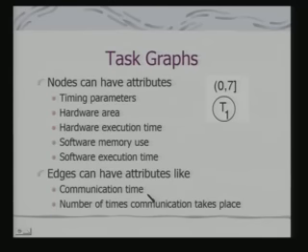Edges also can have attributes like communication time. If we are thinking in terms of mapping the task to different processors, and if these processors are connected via network, then what would be the communication time? Then the number of times the communication takes place, how many times the communication has to be done. In fact, we can also have with the nodes the number of times a task has to be repeated, because if you remember, we said that this task graph we are modeling as an acyclic graph. So, the repetition of a computation has to be indicated as an attribute for the node.